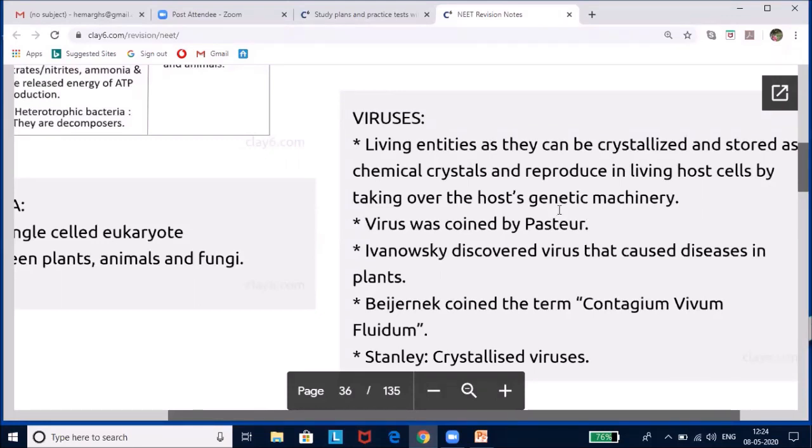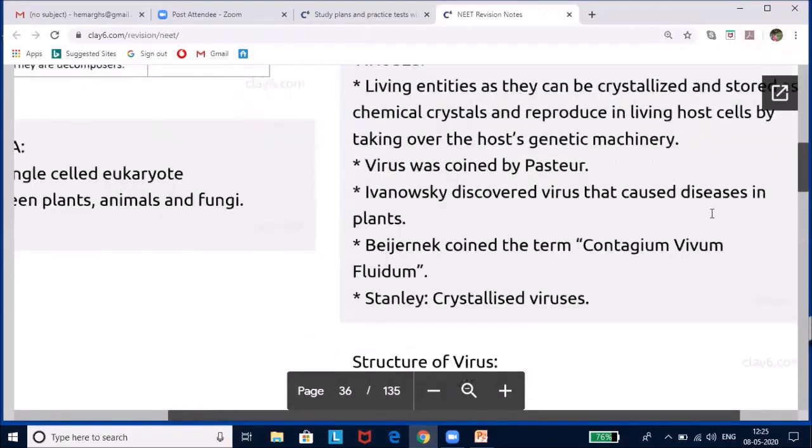They are living entities because only in the presence of a host cell are they capable of replicating. If they do not have a suitable host, they remain as non-living entities for some time. And that is the problem even with this COVID-19. Viruses are living entities as they can be crystallized and stored as chemical crystals, and reproduce in living host cells by taking over the host genetic machinery.